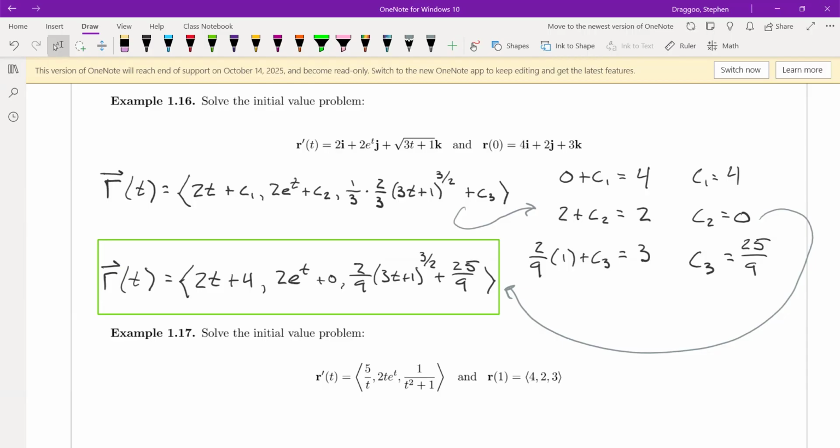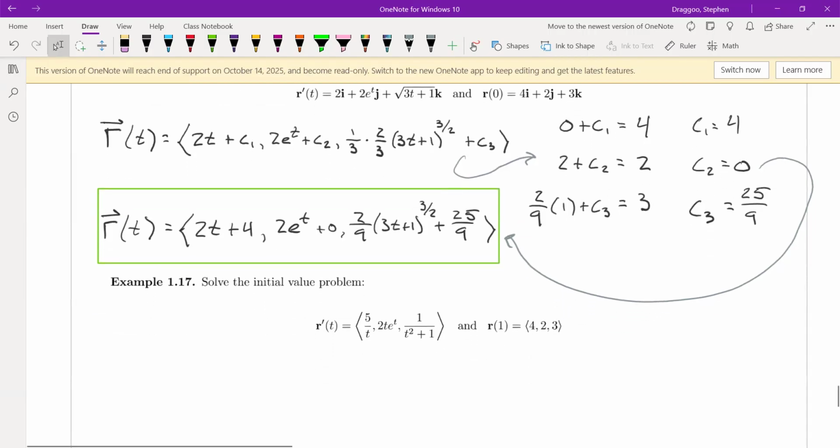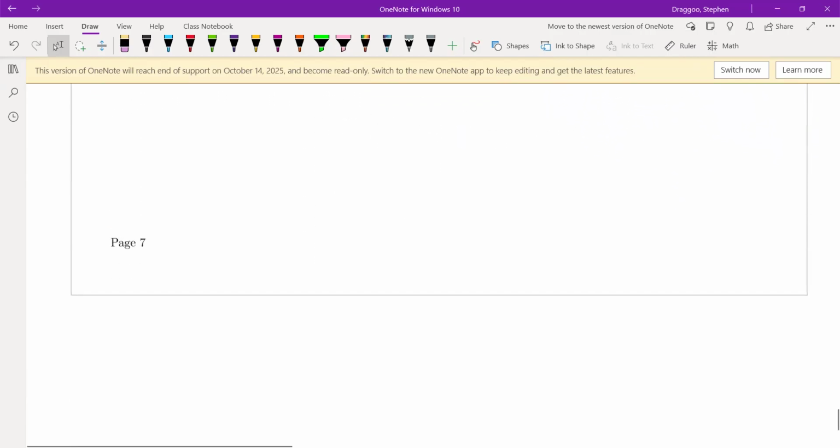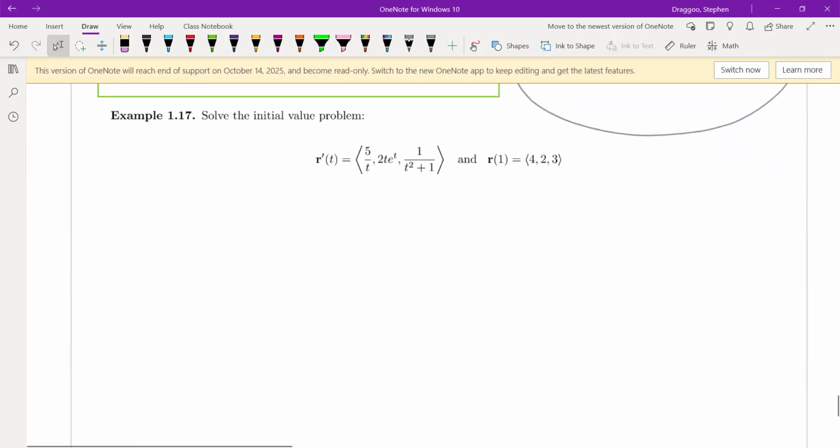Cool. So we got ourselves a new function. And since that was fun enough the first time, let's do it again. Oh, yeah, that is the last problem. So solve another initial value problem. So R of t is going to be something. I want to integrate each of those things right down the line.